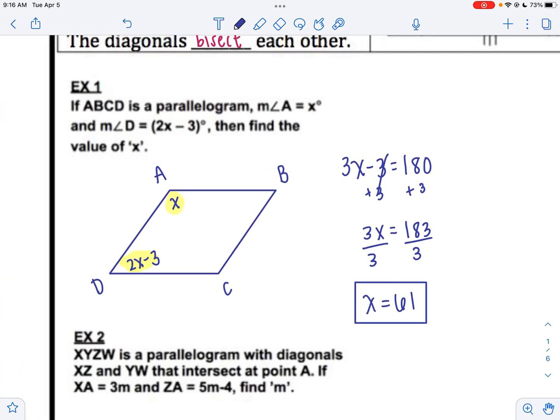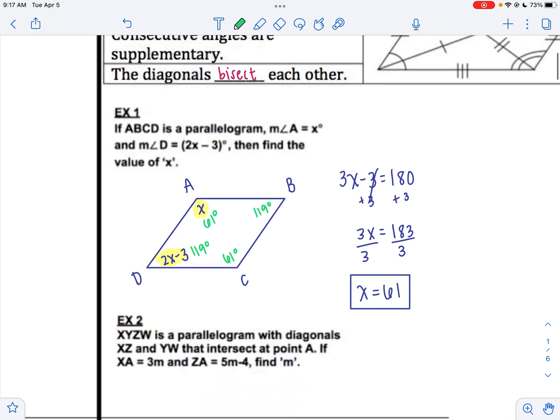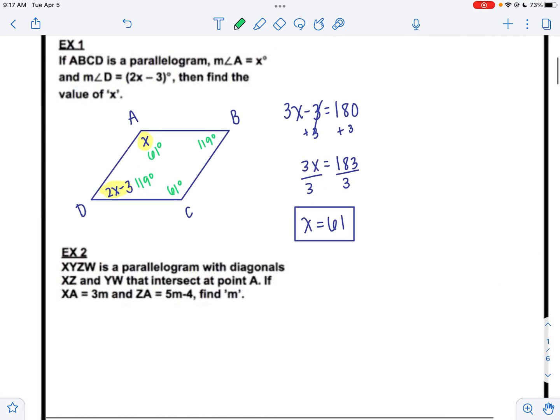Now, let's just say that it didn't say find x. Let's say that it told us to plug it back in. So I know that x would equal 61. If I do 2 times 61 and then I subtract 3, that's 119. But what if I asked you to find angle B? Well, remember that opposites are congruent. So if angle D is 119, then angle B should be 119. And if I wanted angle C, well, then angle A is 61, so the one across would be 61. And that's how this parallelogram works.